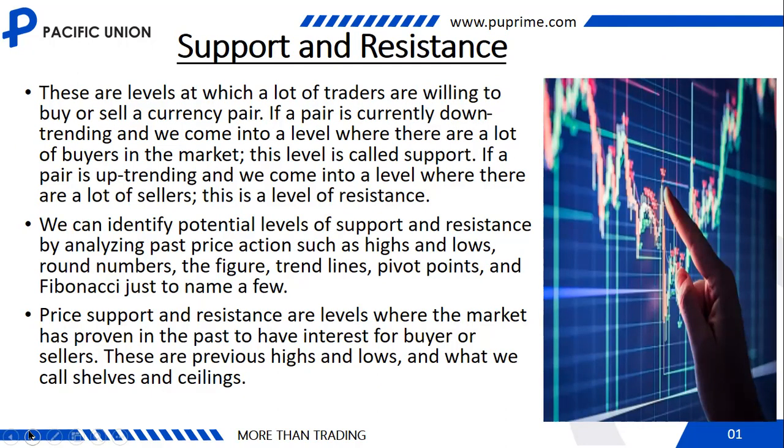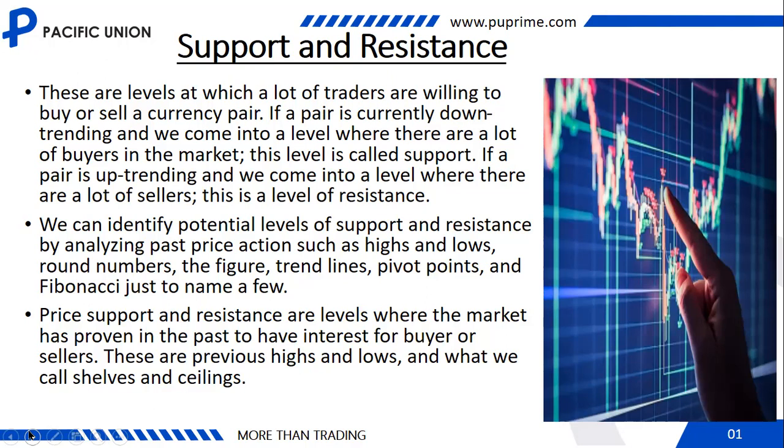If a pair is currently downtrending, we come into a level where there are a lot of buyers in the market. So this level is called a support area. So during a downtrend, what does it mean? It means that if price is going down in a downtrend, when it gets to an area, it will go up again. That area that price gets to before going up is a support area because there are buyers in that area. Now, this level is called support.